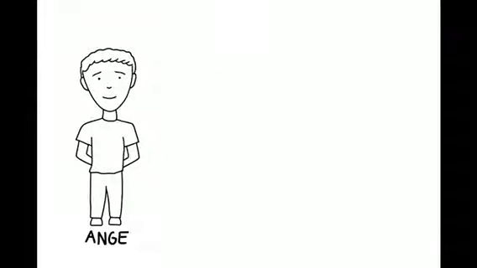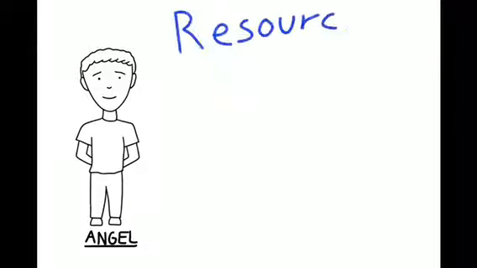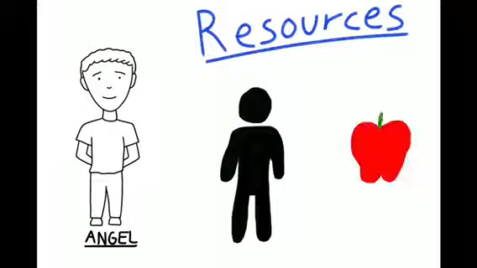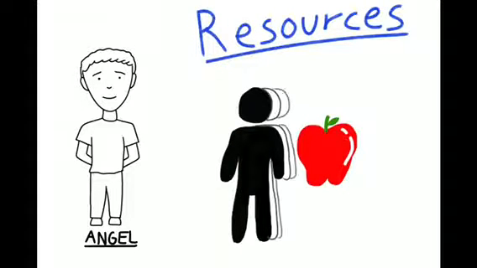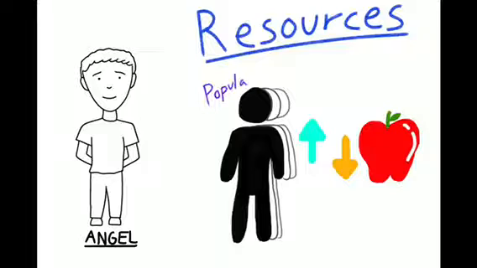Hello, my name is Angel Lepe. The world has about 7.2 billion people. While there are more and more people, resources like food are becoming less and less. If there are more people, then there will be less food.